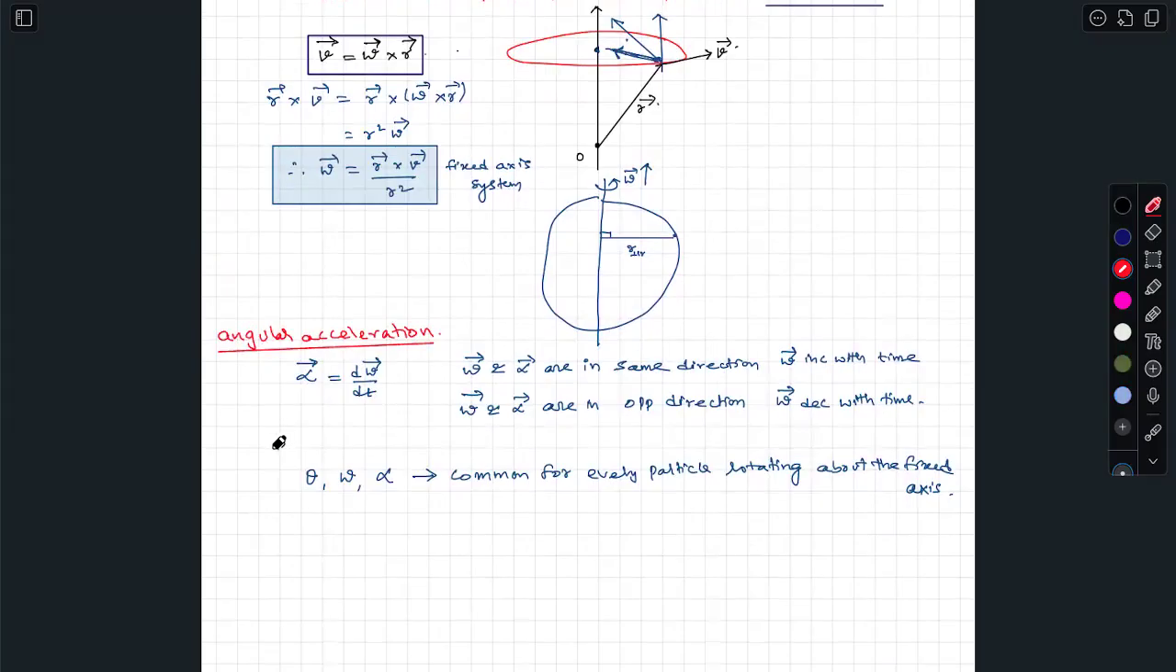Remember, in rotational motion about the fixed axis, this is also important: theta, omega, alpha are common for every particle. Remember, this is about a fixed axis only, right? Now, all these things you already know. In the circular motion chapter, we have dealt with them.